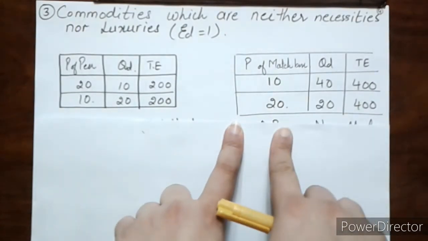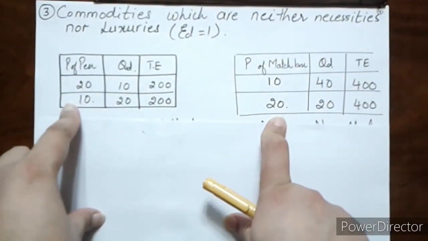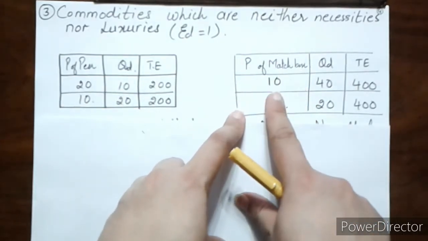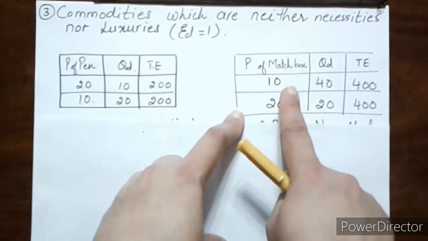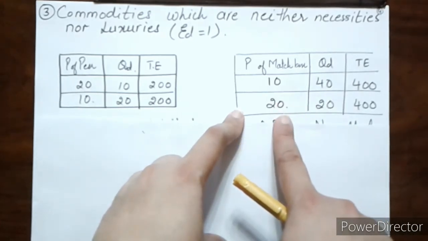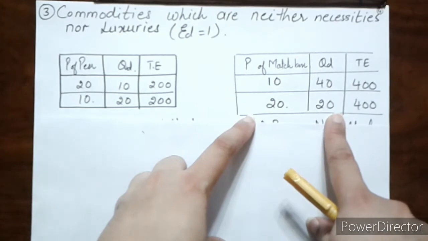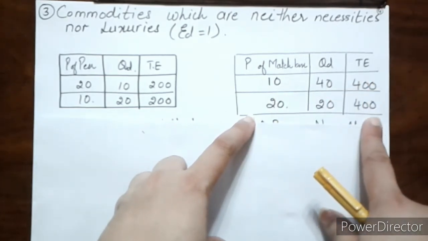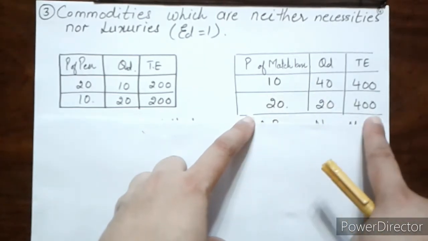Consider another example opposite to it. Over here we were considering a drop in price. Let's consider a rise in price. Let's say a matchbox worth rupees 10, I was using 40 matchboxes per month, but when its price rose to rupees 20, I started saving or using less of the matchboxes, so I dropped my demand to 20, but in both the cases my total expenditure was 400. Okay, 10 times 40 is 400, 20 times 20 is 400.